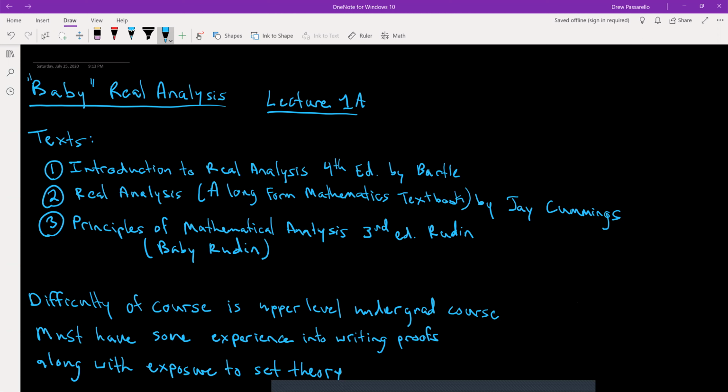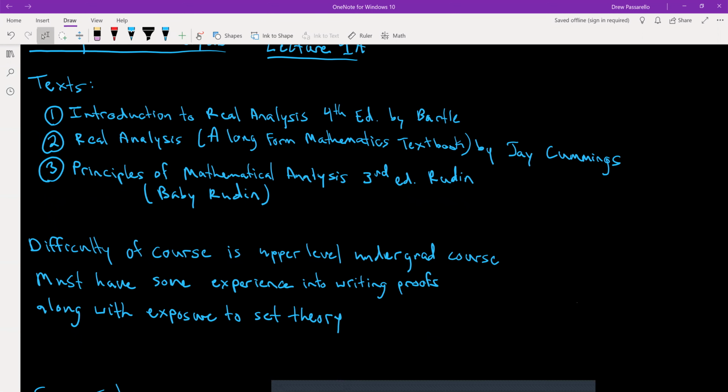As for the difficulty, I would say this is an upper level undergrad course, and I'm going to assume you have some prerequisite knowledge of set theory. So you're familiar with set theory, its notation, and you have experience writing some basic proofs.